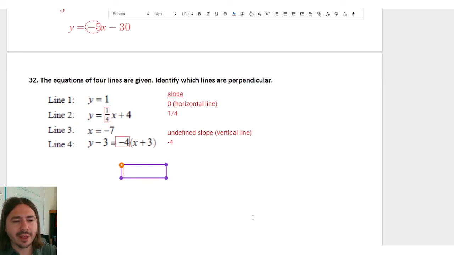Interesting. So we'll say lines 1 and 3 are perpendicular. Also, lines 2 and 4 are perpendicular.